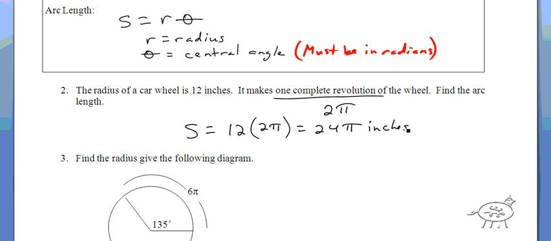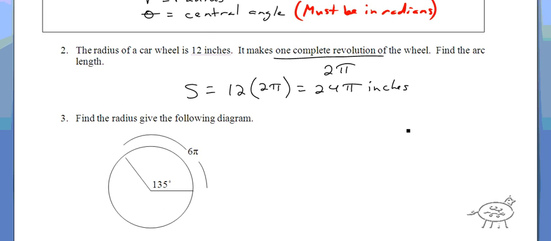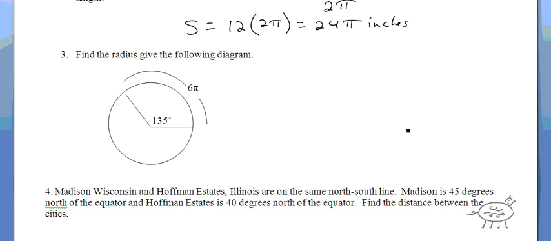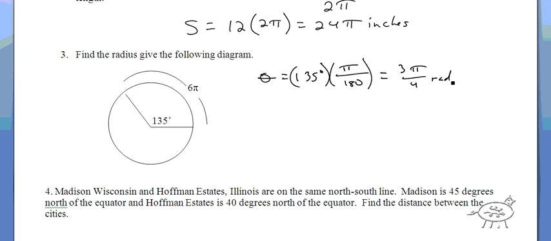All right, so let's look at number 3. Find the radius given the following diagram. Okay, so now I'm giving you the arc length, and I'm giving you theta. But notice theta is in degrees, so you've got to do a conversion here. Let's do that right off the bat. Theta is equal to 135 degrees. You might already know that because we talked about it already, but let's just convert it. Pi over 180, that's the conversion. And we get 3 pi over 4 radians.